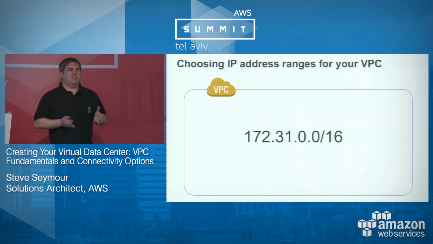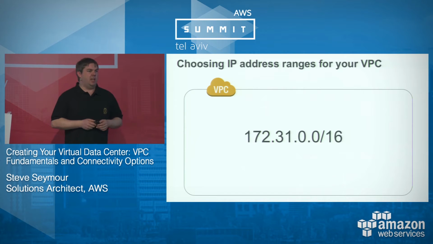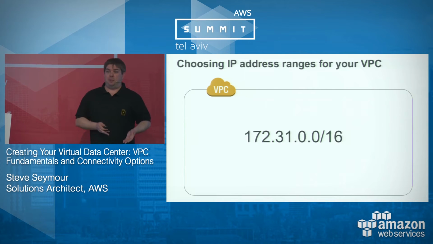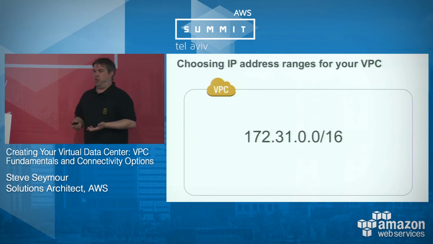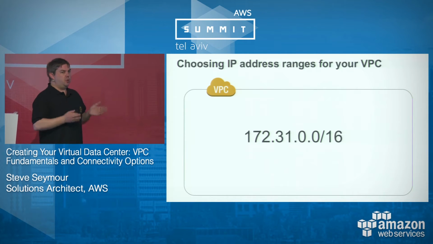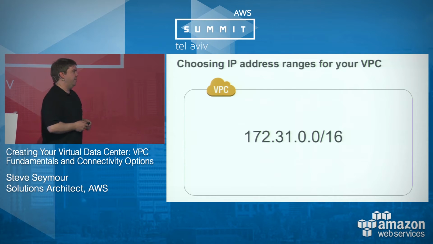And also, choosing the CIDR block of IPs for your VPC is one of the few things that you can't actually change once you've created the VPC. You can, of course, delete the VPC and create a new one, define a new range, that's absolutely fine. But it's one of the things that you can't change once you've created the VPC and you've started using it.